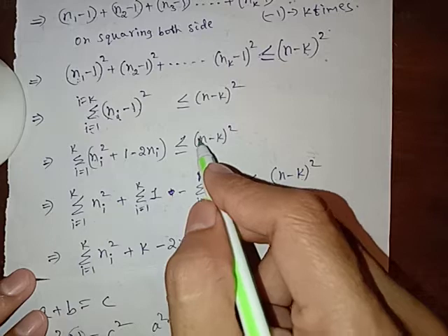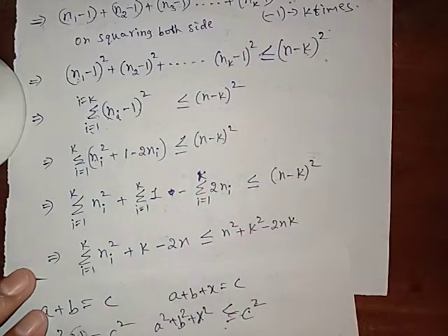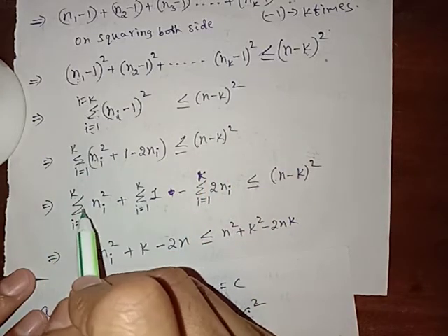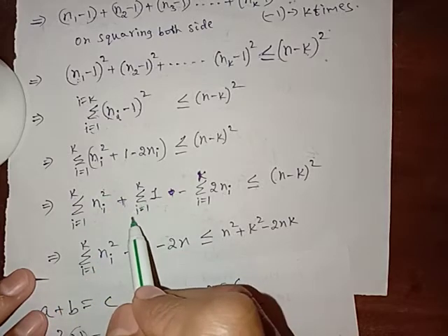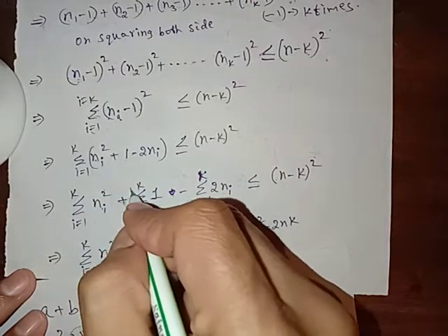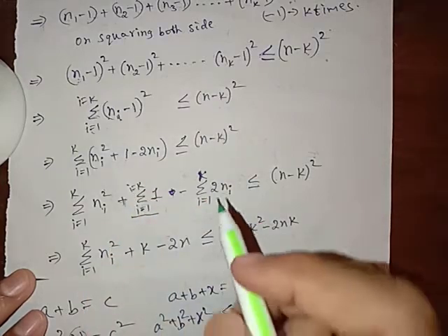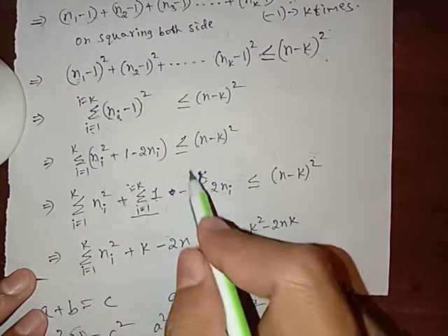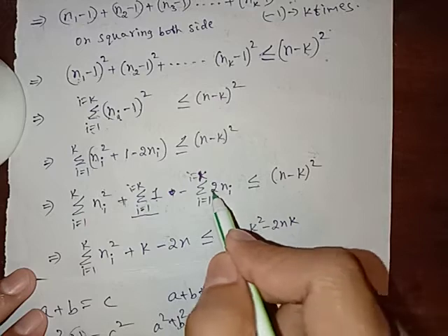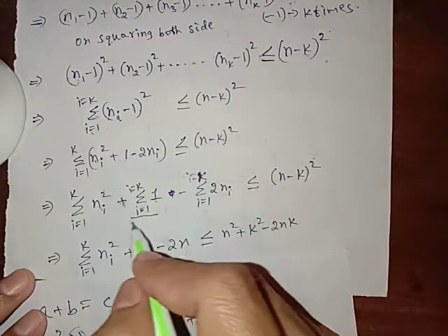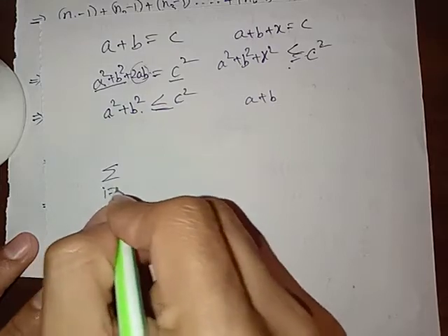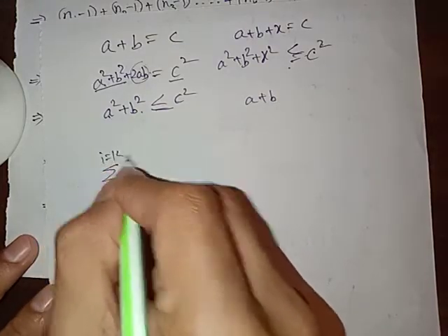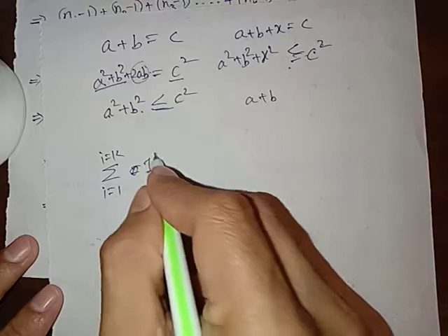It is less than or equal to (n minus k) whole square. Now, summation of ni whole square plus summation of i equals 1 to k of 1, minus summation of i equals 1 to k of 2ni. Now how can we estimate this value? Summation of i equals 1 to i equals k of 1.